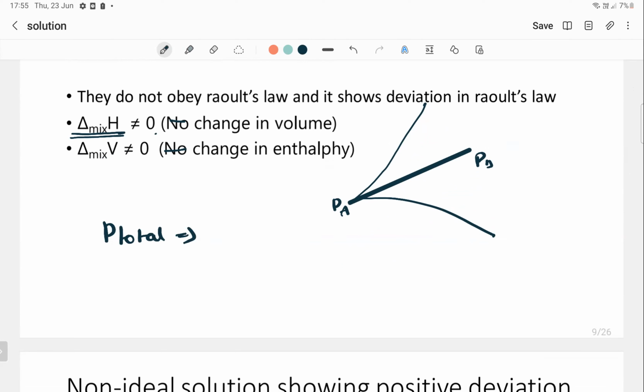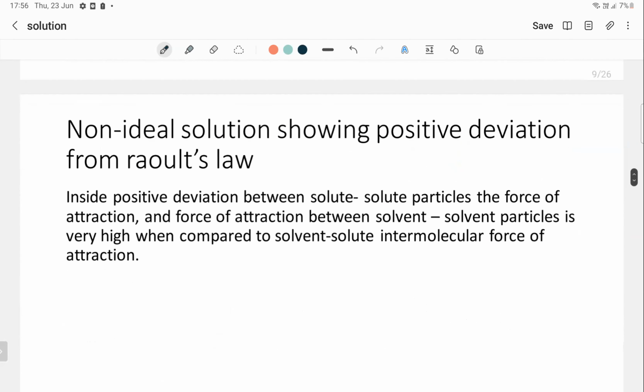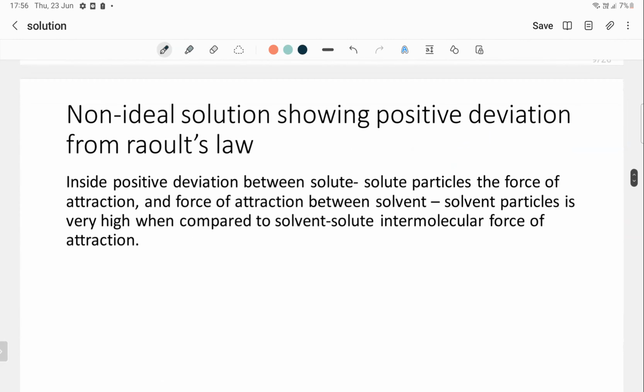It's clear, but here they are not obeying Raoult's law, which means both of these things will not be equal to 0. There will be a change in volume and also in energy. It will happen in terms of two conditions. See, if this is your line, two deviations will come on both sides. One will be positive deviation and another will be negative deviation. Clear with this one? So here, this non-ideal solution is showing the positive deviation.